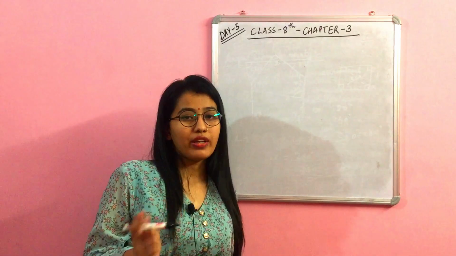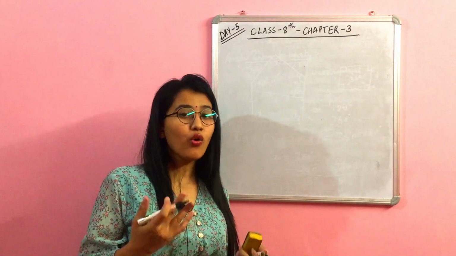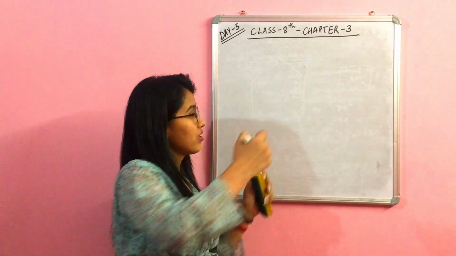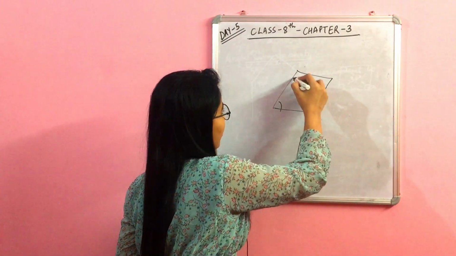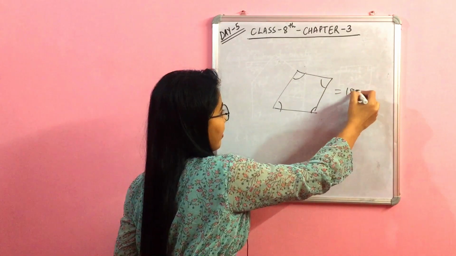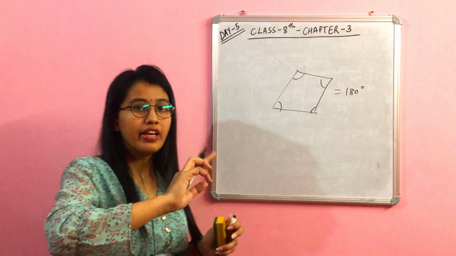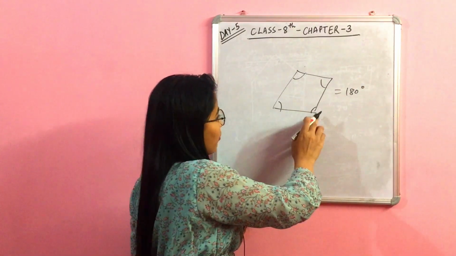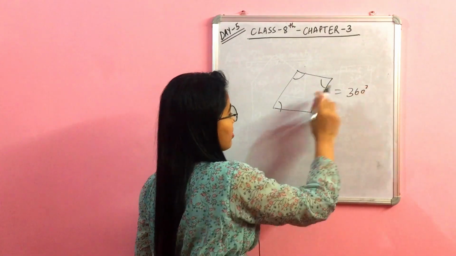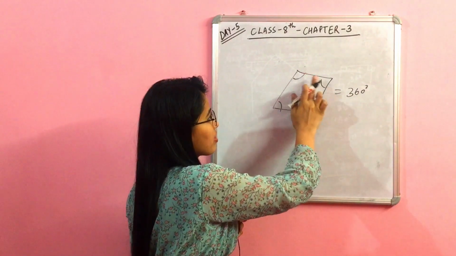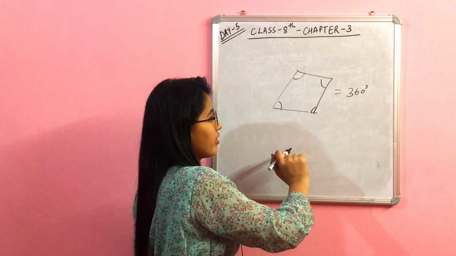Now one more thing, a question may come to your mind: how are we saying that the angles of any figure which has 4 angles sum to 360 degrees? How is it 360 degrees? So there is one trick here. So how can we say that the sum of all four angles will be 360 degrees?